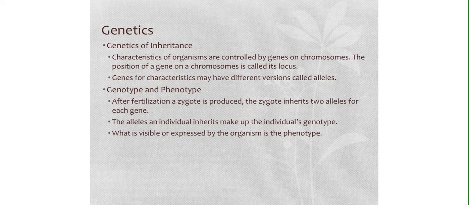But anyway, I digress. The different versions are called alleles. So for example, in pea plants, there's a purple flower allele and a white flower allele. Different alleles account for much of the variation in characteristics of organisms.